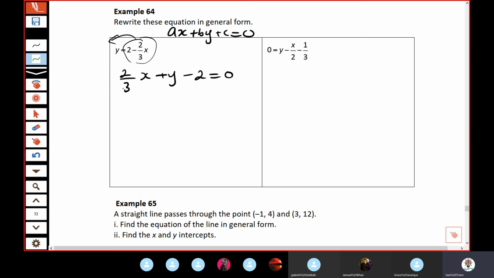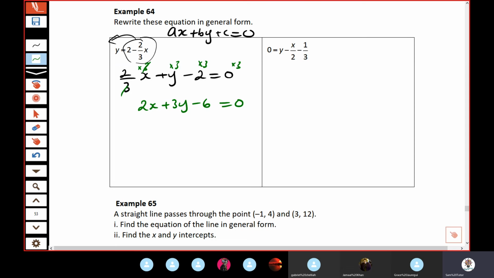So what are you going to do to that? Times by 3. Yeah, and that cancels out, but then everything's got to be multiplied by 3. You guys got to learn that. 2x plus 3y minus 6 equals 0.